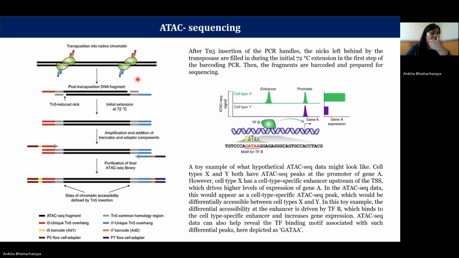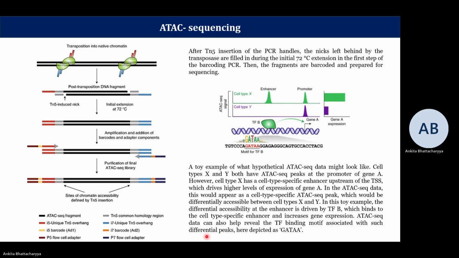And the I5 unique overhang is present on the left, while the I7 unique overhang at the right, shown in blue, generate the post-transposition DNA fragment that we can now use further. Now, after there's an initial extension at 72 degrees centigrade, post-extension, there is amplification and addition of barcodes and adapter components, and then finally the purification of the entire ATAC-seq library. And the sites of chromatin accessibility get defined by TN5 insertion.